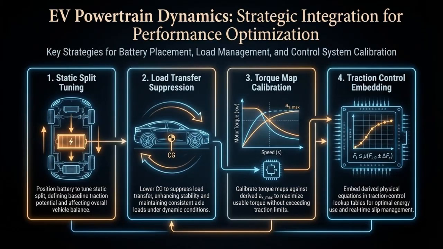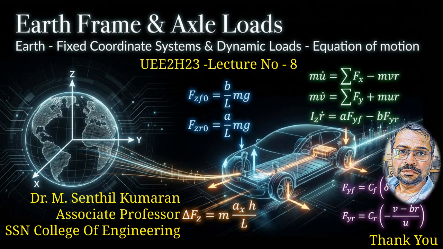Let's try to understand the engineering action list for designing a traction controller. First, place the battery to tune the static front-rear load split. Next, lower the center of gravity to reduce load transfer during acceleration and braking. Then, calibrate motor torque maps, so they never exceed the calculated maximum acceleration AX max. Finally, embed these equations directly into traction control lookup tables to deliver maximum grip with optimal energy efficiency.